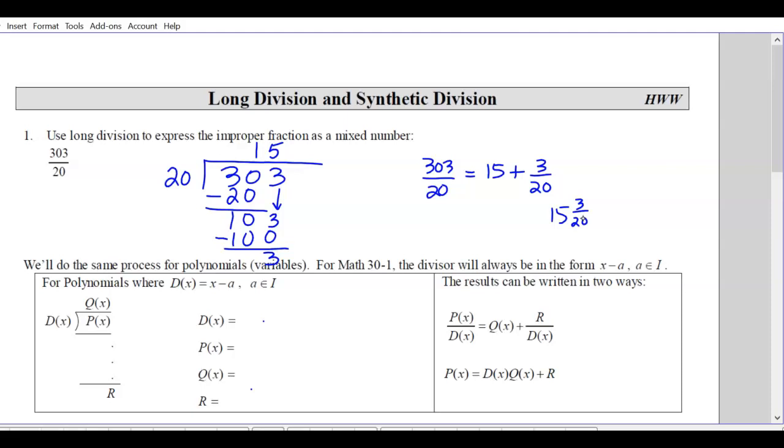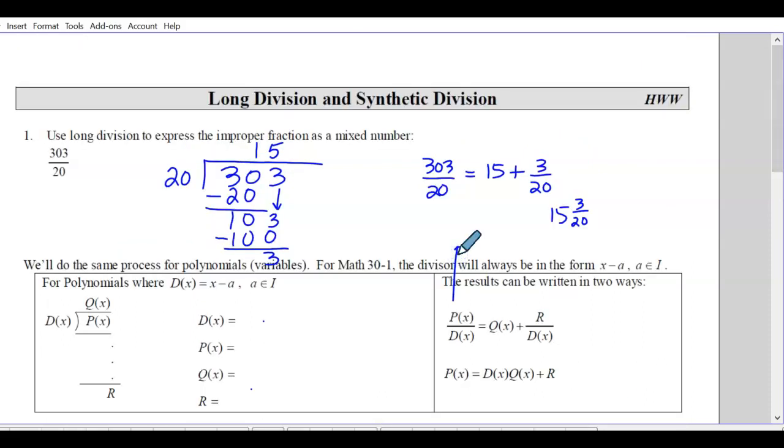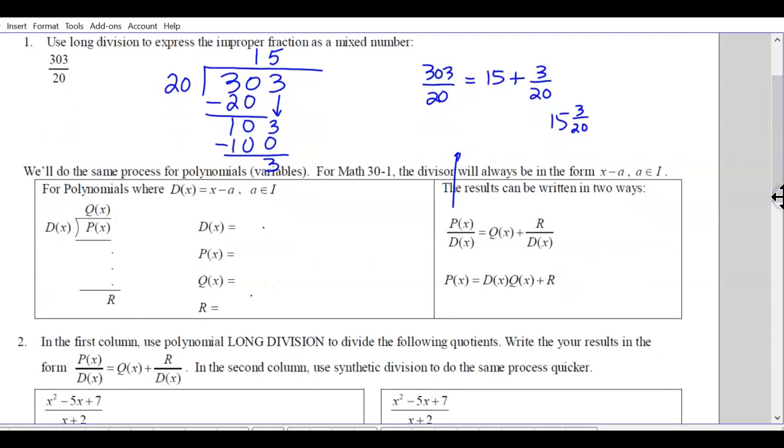So take a look at that form and look at how it's going to look when we have variables. So your P here is 303 in terms of the number question. This is 20. Quotient is 15, whatever you get at the top there. Plus the remainder is 3 over the divisor is 20. Those are both the same.